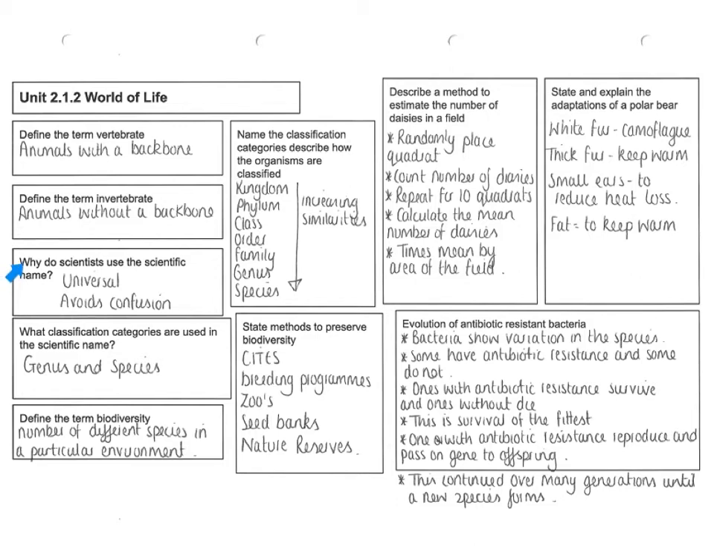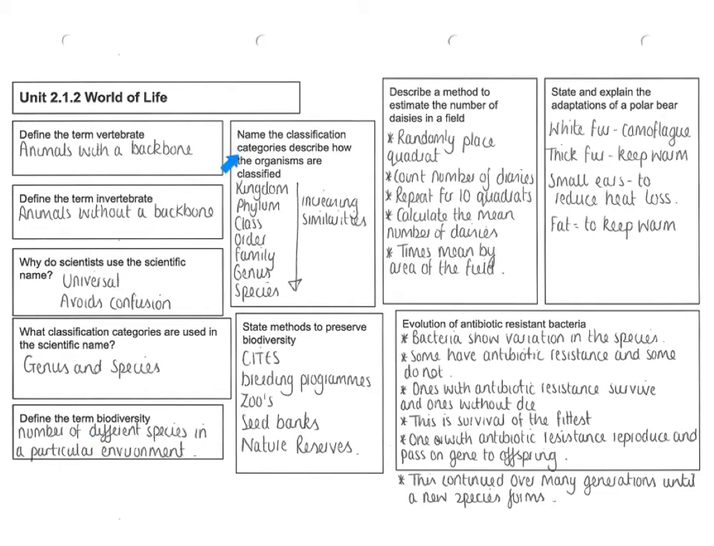Then why do scientists use the scientific name? Remember, the scientific name is in Latin, and they use it because it's universal and avoids confusion. This is the only thing we need to say for that question. What classification categories are used in the scientific name? So they use the genus and the species of the organism. Define the term biodiversity. Biodiversity is the number of different species in a particular environment or habitat.